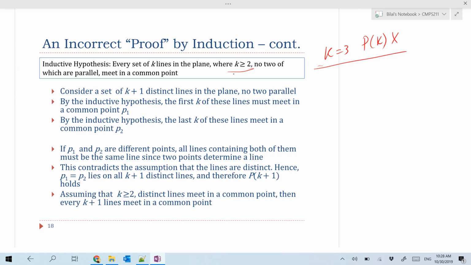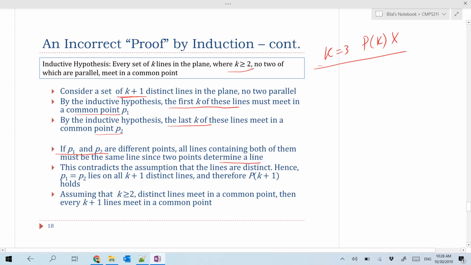k plus 1. So in the case of a set of k plus 1 distinct lines in the plane, two of which are parallel, by the inductive hypothesis, if we consider the first k of these lines, they must meet in a common point, P1. If we consider the last k lines, then they must meet in a common point, P2. If P1 and P2 are different points, then all the lines containing both of them must be the same line, since 2 points determine one single line.